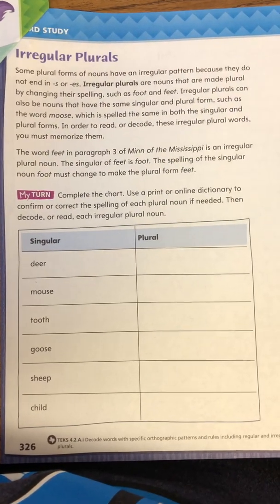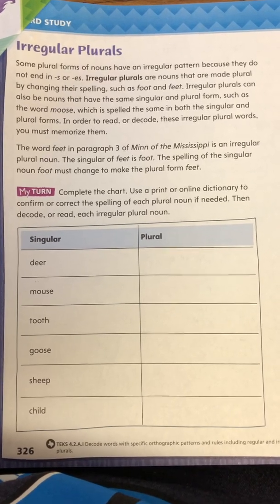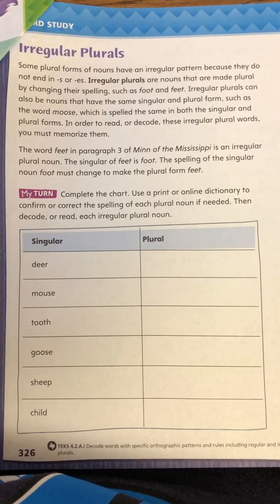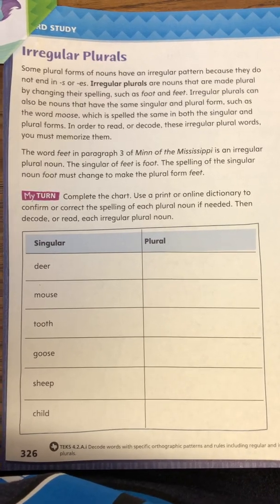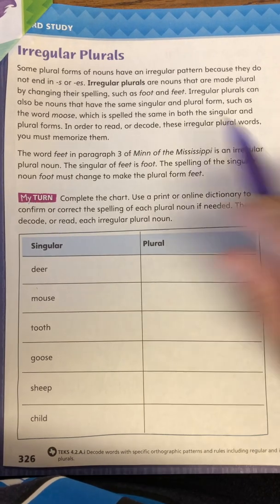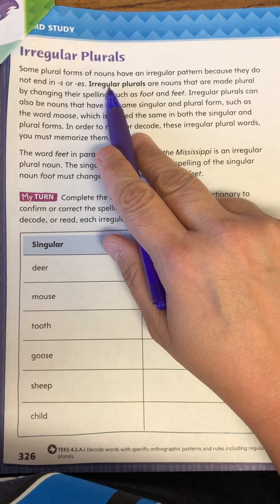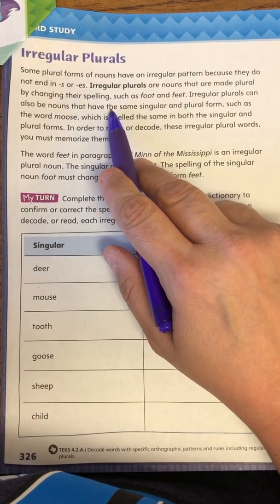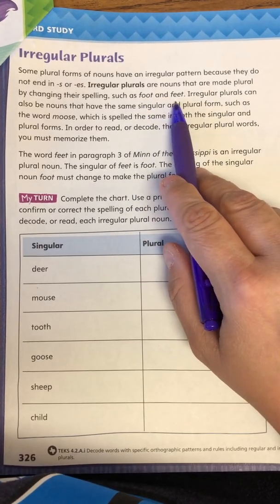So a lot of times when we're making something plural like cats or ball, we add an S to it, or we could add an ES. So ball becomes balls, phone becomes phones, cat becomes cats. Well, what we're doing is looking at irregular, which means not regular plurals. These are plurals that change their spelling, such as foot becomes feet.